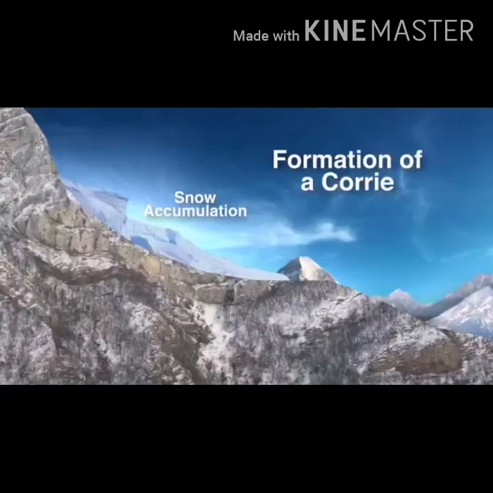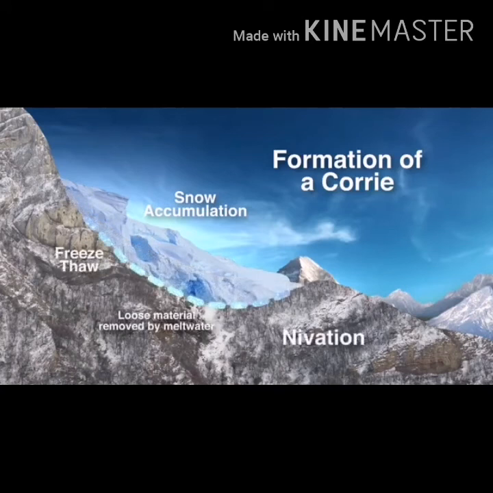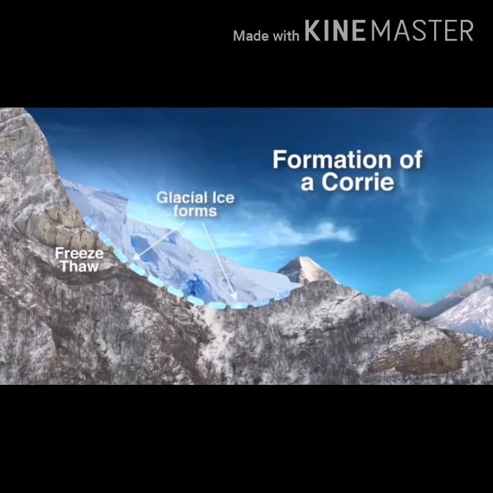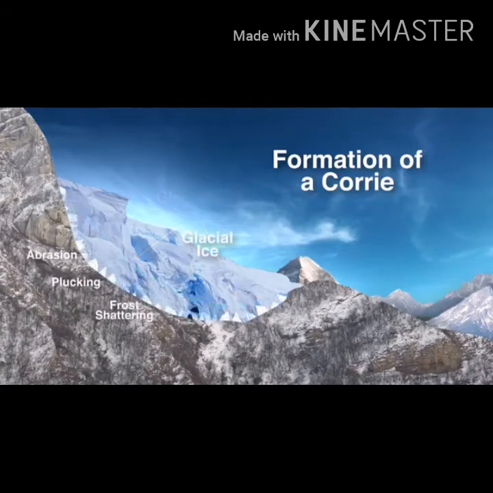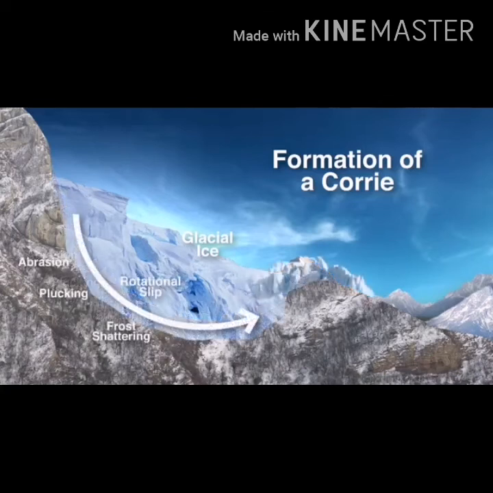Underneath the snow, freeze-thaw action loosened material, which was then removed by meltwater, a process called nivation. As the hollow became deeper, glacial ice would have begun to form, speeding up the process of erosion still further. Abrasion and plucking, especially at the back of the corrie wall, would have combined with frost shattering to remove more material, deepening the hollow.